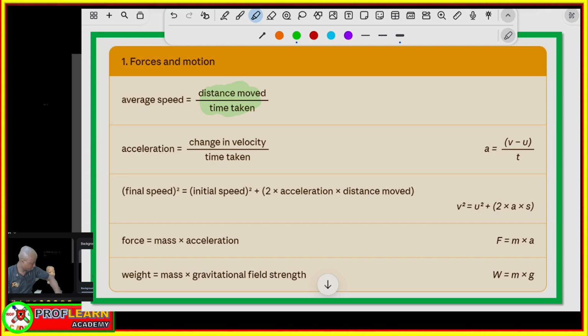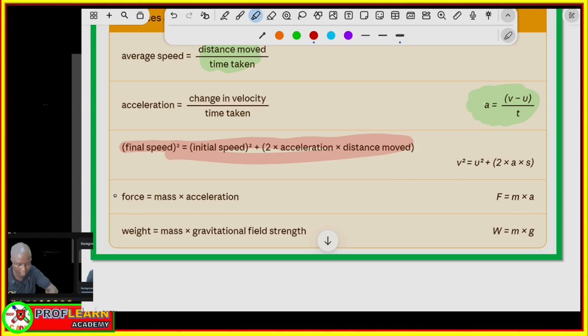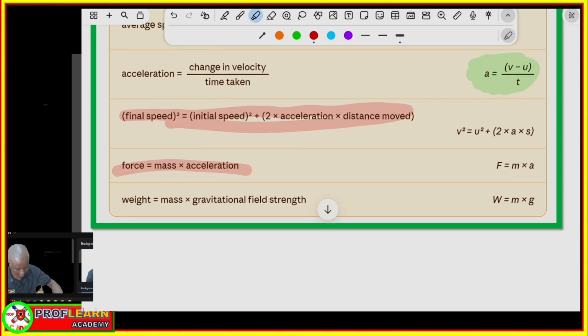You need also to understand the concept of acceleration, and acceleration is given by the formula change in velocity over time. You need also to remember the formula final speed is equal to initial speed plus 2 times acceleration times distance, and force is equal to ma, which is force equals to mass times acceleration.